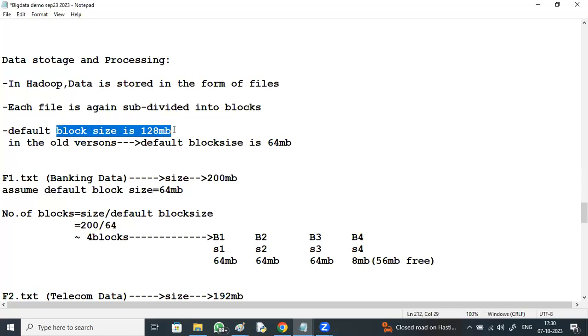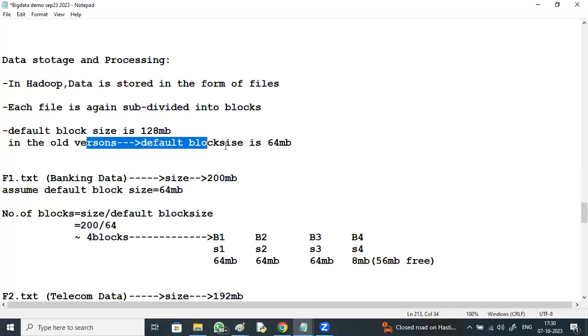The default block size is 128 MB. In the old versions, the default block size was 64 MB. We can also set our own block size.